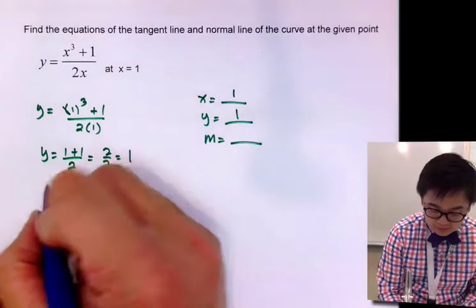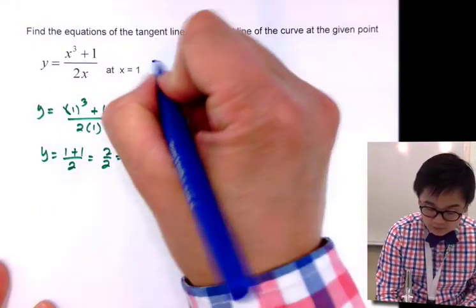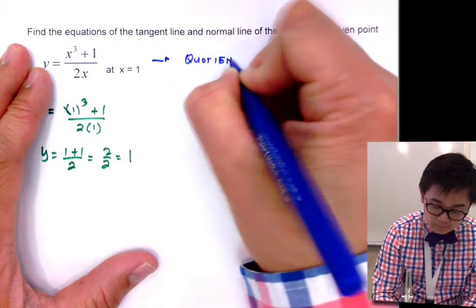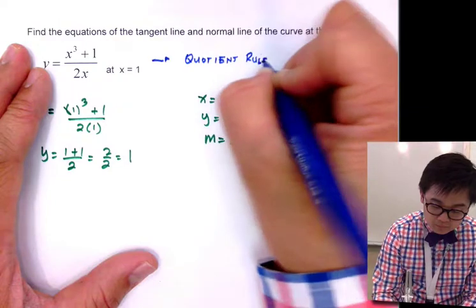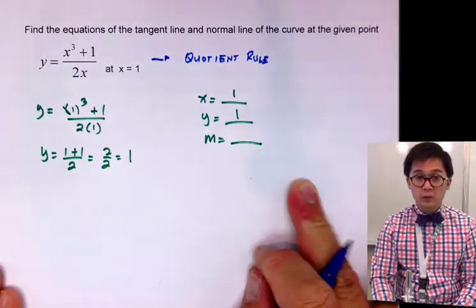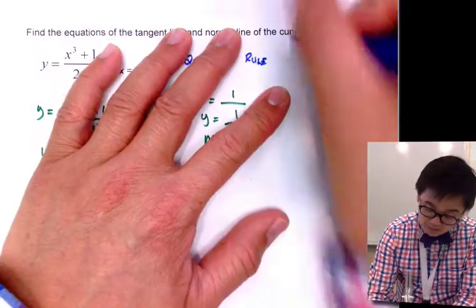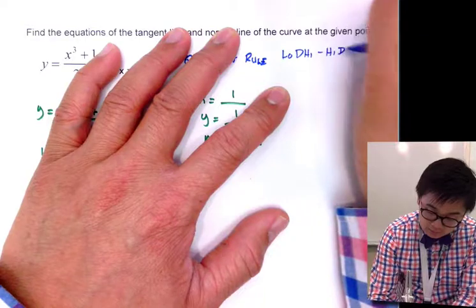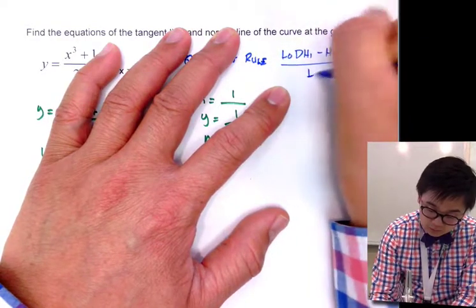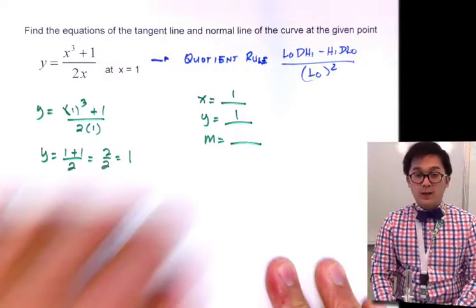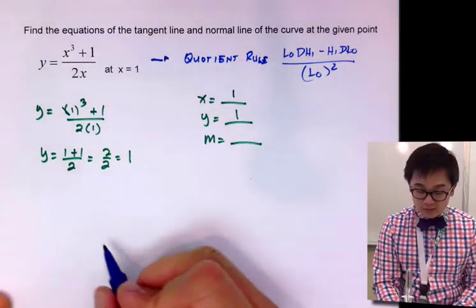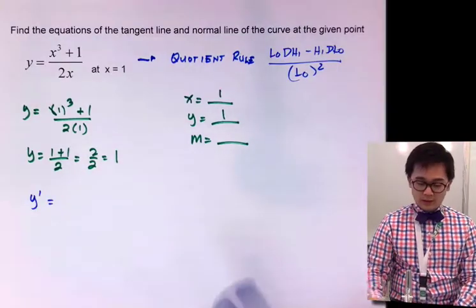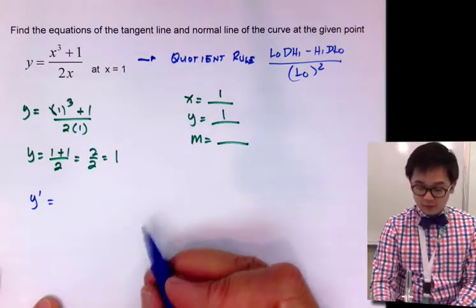And to do that, we'll find the derivative of this function. And to find this derivative, we're going to use the quotient rule. And we all know the quotient rule, which is low d high minus high d low over low low. So let's write it down. Low d high minus high d low all over low squared. And by using this formula, low is the denominator and high is the numerator, we'll have y prime. So let's go ahead and find the derivative using the quotient rule.